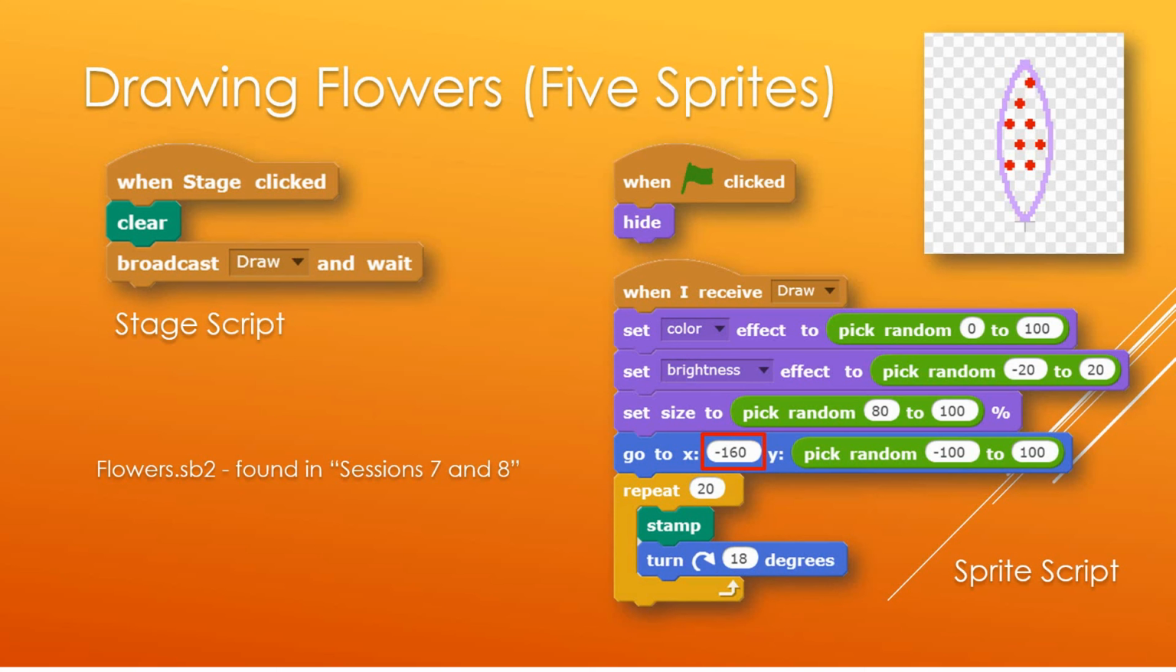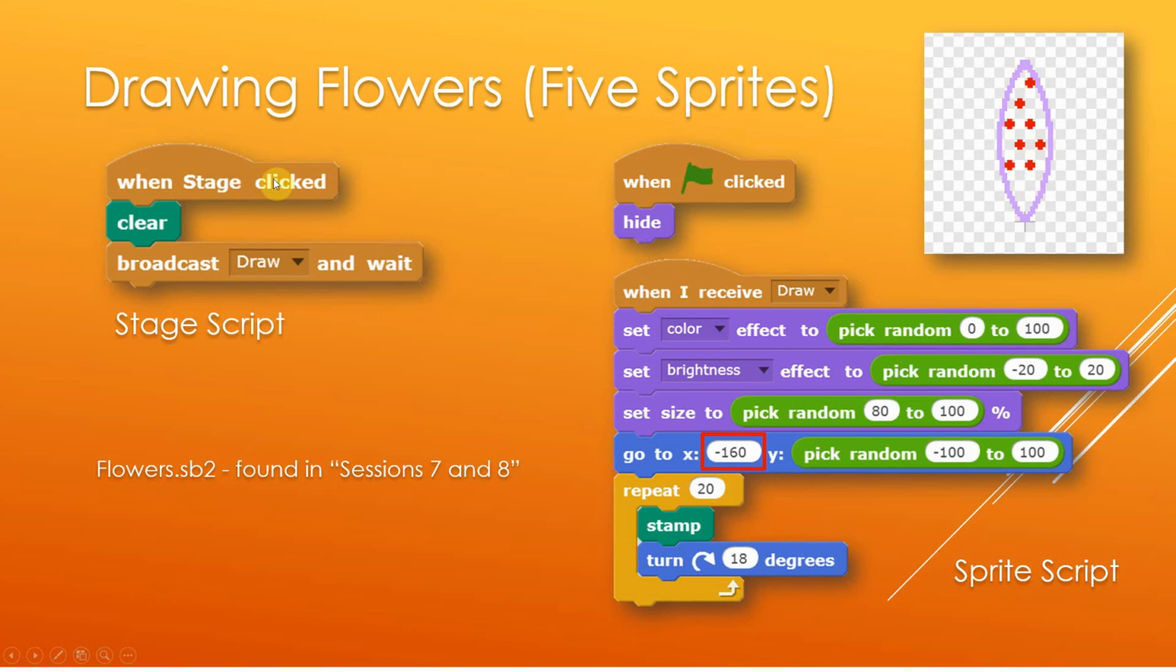Alright, now we are going to move on to something more advanced. We are going to start drawing some flowers using a petal. You can see one of the petals in the upper right hand corner here. But we're going to have 5 different sprites, and each of them will have a different petal.